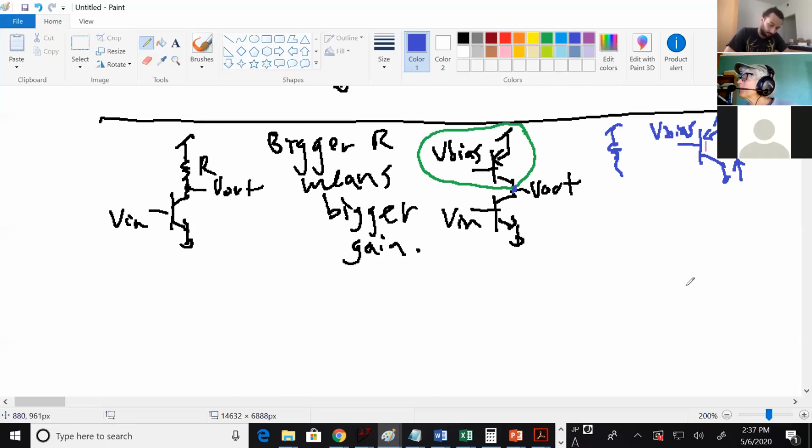Tina, is the small signal analysis for PNP the same as NPN? Yes, but it's flipped upside down. Now the emitter's on the top. So it's the exact same small signal model, but everything's upside down. Okay.